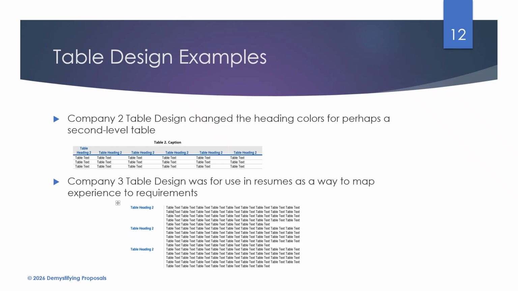Company 3 table design is one that we had set up for resumes. So you can see that the table goes the opposite way. It's not a vertical horizontal table, it's a vertical table. So table heading 1 is down the left-hand side. And then our table text, where you put your RFP requirements in table heading 1, and then you put how the person meets or exceeds those requirements as an example in the right-hand column.